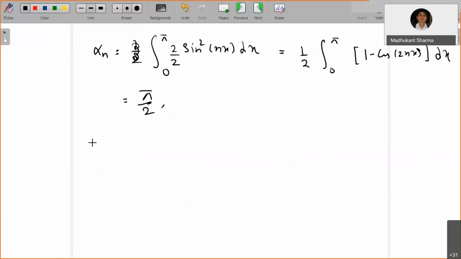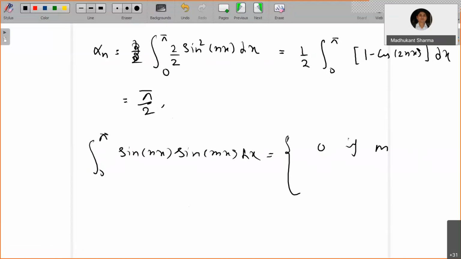Okay, so what you observe is that the integral from 0 to pi of sine of mx times sine of nx dx is equal to 0 if m is not equal to n, and pi by 2 if m is equal to n. So this gives you that this sequence of functions, sine nx, will be orthogonal over the interval 0 to pi.